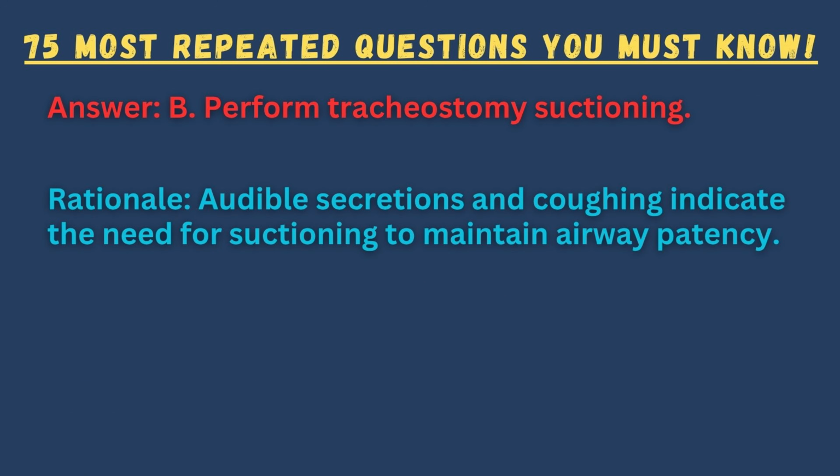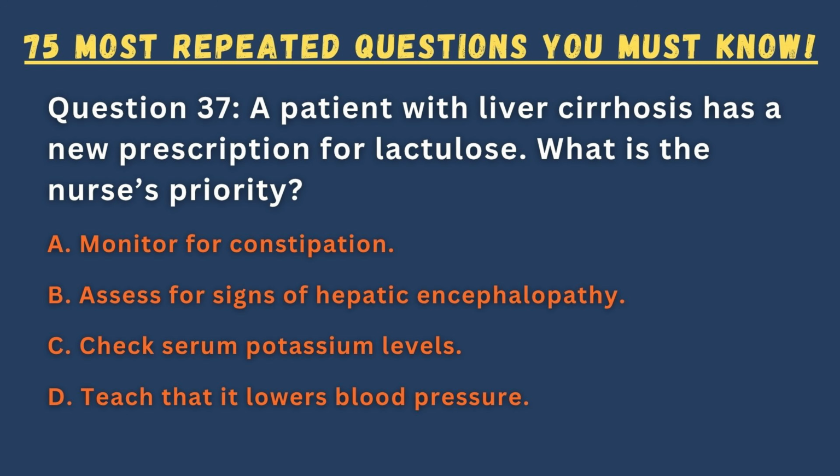Answer. B. Perform tracheostomy suctioning. Rationale. Audible secretions and coughing indicate the need for suctioning to maintain airway patency. Question 37. A patient with liver cirrhosis has a new prescription for lactulose. What is the nurse's priority?